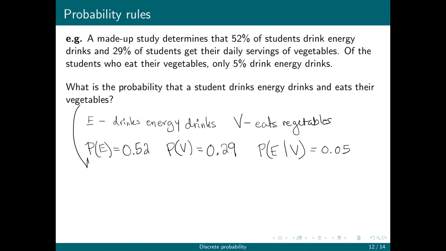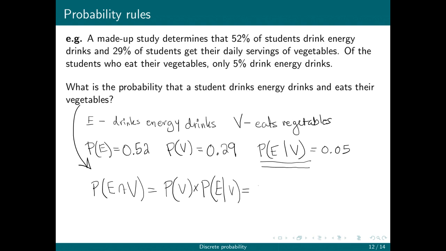All right, so the probability that someone drinks energy drinks given that they eat their vegetables is only 0.05. So the question asks, what is the probability that a student drinks energy drinks and eats their vegetables? So that's the probability of E and V, and I have a choice here. Because the one I know has V as a given event, I'm going to do P of V times P of E given V. So that's going to be 0.29, 29% of my students eat their vegetables, times 5% of those students drink energy drinks. So the probability that somebody does both is 0.0145.